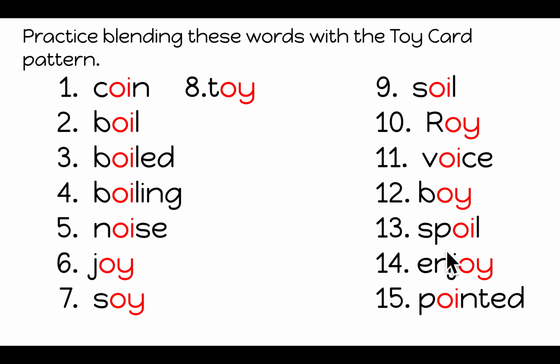Spoil. Okay, spoil. We have a consonant blend. S and P says sp, sp, sp. You blend it. OI says oi, then L. Spoil. Okay, if you leave the food out, like, let's say, if you leave the meat out of the refrigerator, it will spoil. That means that it will go bad. It won't be any good to eat anymore.